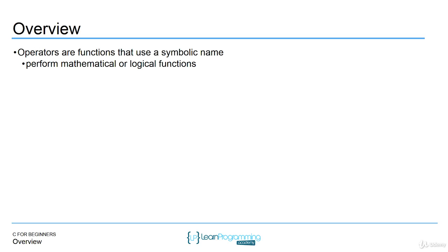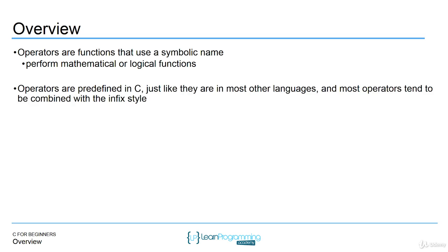Operators use a symbolic name, and they perform all sorts of different actions in the program itself. The most common types of things you do is you perform mathematical or logical functions. So you do arithmetic, 5 plus 9, 3 plus 8, or you compare things, like is this variable greater than this variable? And instead of actually calling a specific routine like a printf or a scanf, you don't call a function, you just use a symbol. You just use a character, like the less than symbol or the plus symbol. Those are called operators. So operators are predefined in C, just like most other languages have this concept of operators.